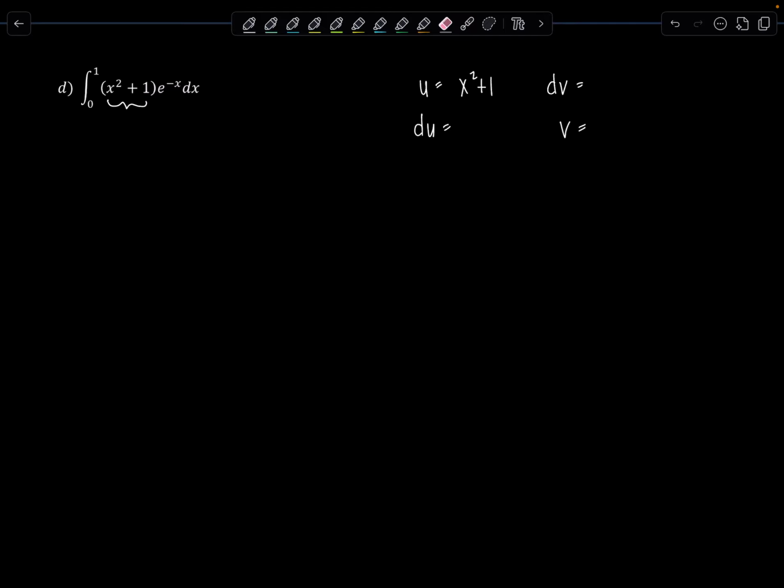because when you take the derivative, it goes down a degree, so it becomes more simple. So let me let u be x squared plus 1, then du would be 2x dx. And then dv is going to have to be the rest, e to the negative x dx. The antiderivative would be negative e to the negative x. Are we okay? Oh, good. Okay. So from here, let's see what we've got.